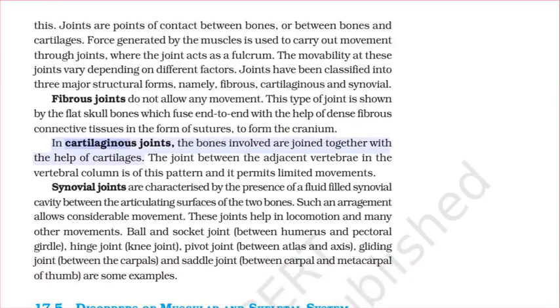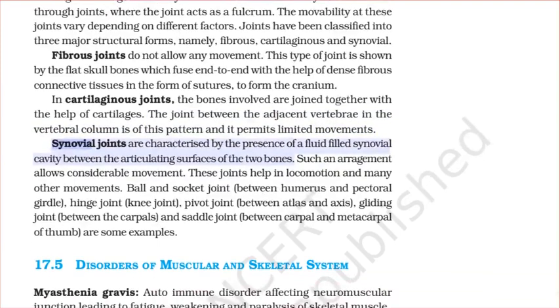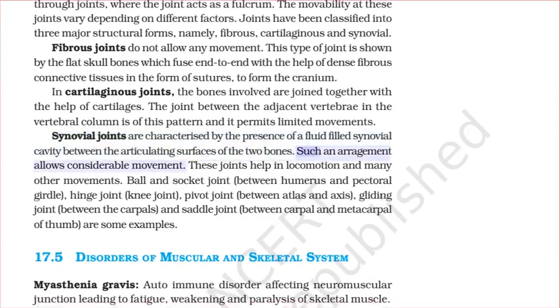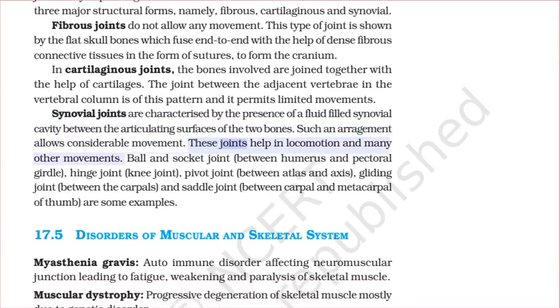In cartilaginous joints, the bones involved are joined together with the help of cartilages. The joint between the adjacent vertebrae in the vertebral column is of this pattern, and it permits limited movements. Synovial joints are characterized by the presence of a fluid-filled synovial cavity between the articulating surfaces of the 2 bones. Such an arrangement allows considerable movement. These joints help in locomotion and many other movements.